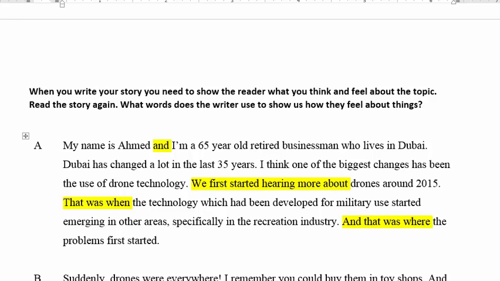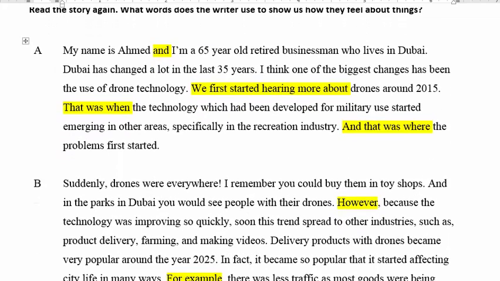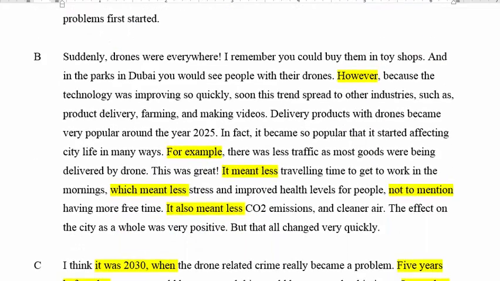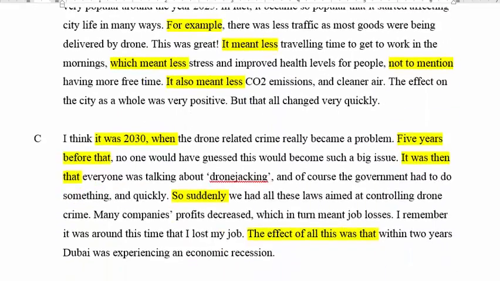Alright, so we can see here, for example, in paragraph 1, we've got phrases for ordering the story. We first started hearing more about, that was when, and that was where, After that, we've got others which are like, it was 2030 when, 5 years before that, it was then that, etc.